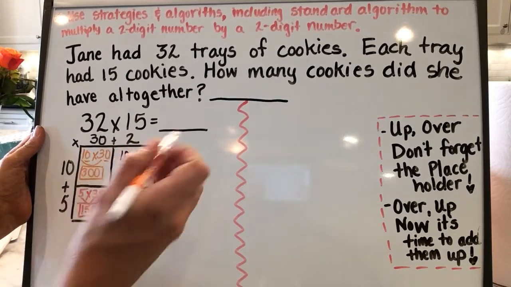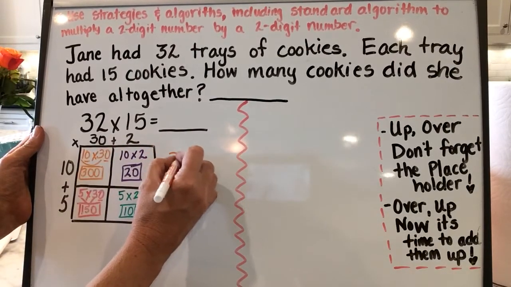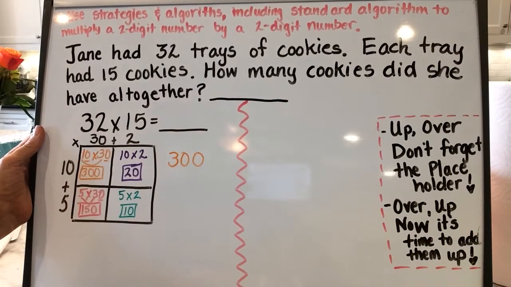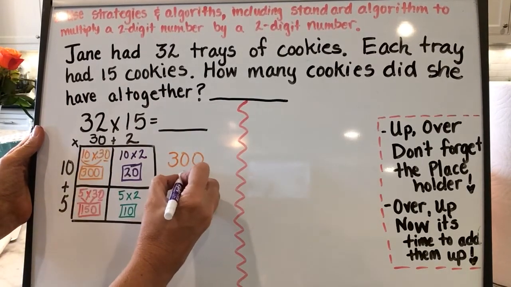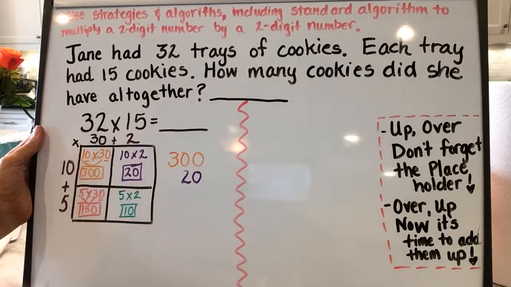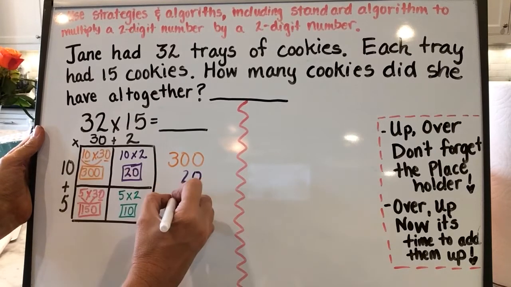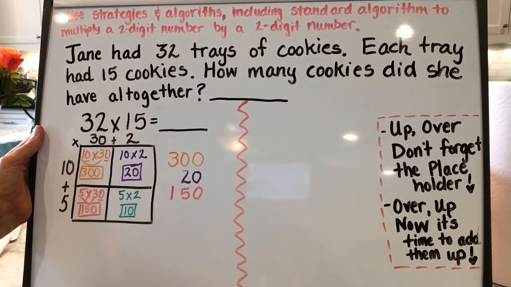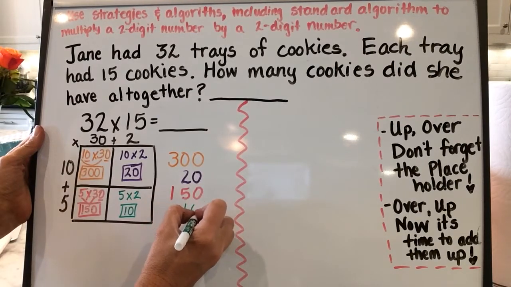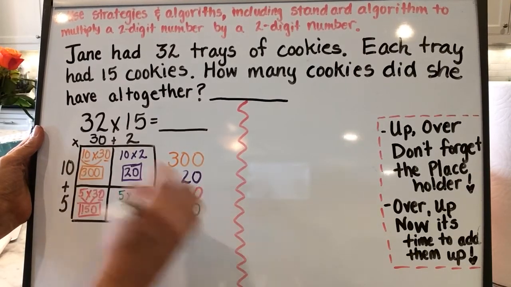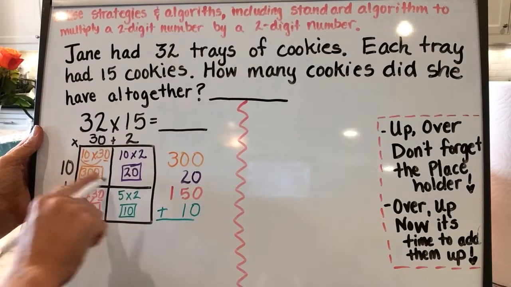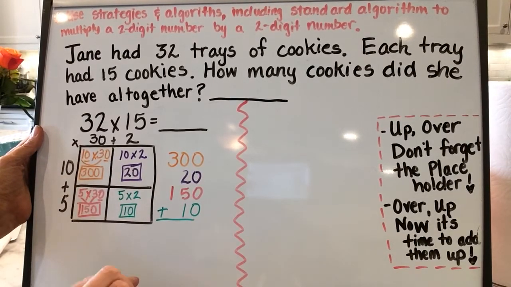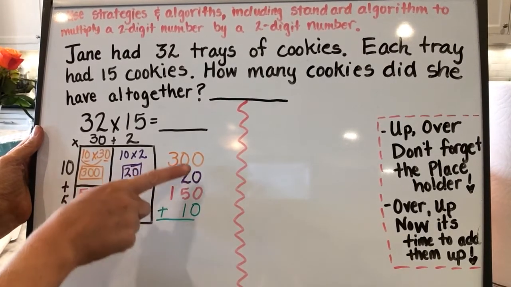So now I'm going to add those up. I've got 300 plus 20. Now it doesn't matter which direction you multiply over here, because we will get the same answer. For instance, I could have said 30 times 10 first. I still would have gotten 300. And so now we're going to add these all up.